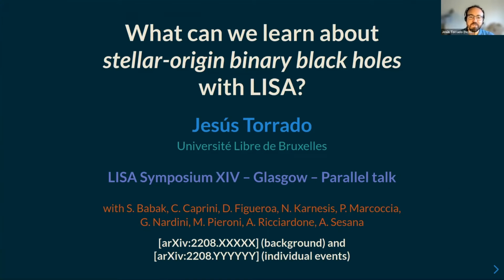So this is work done in collaboration with other people from the Cosmology Working Group, in particular with Stas Babak, Chiara Caprini, Dani Figueroa, Nikos Karnesis, Paolo Marcoccia, Giovanna Nardini, Mauro Pieroni, Angelo Ricciardone, and Alberto Cesana. We started when the O3 run of LIGO wasn't out yet, and then enlarged the work to include O3. We wanted to take the population inference on stellar origin binary black holes from LIGO-Virgo-KAGRA and see what it means for LISA, both in terms of the background and of possible observable events.